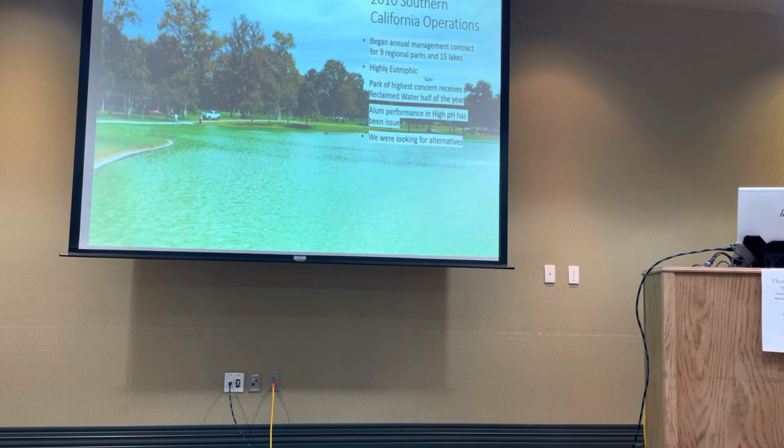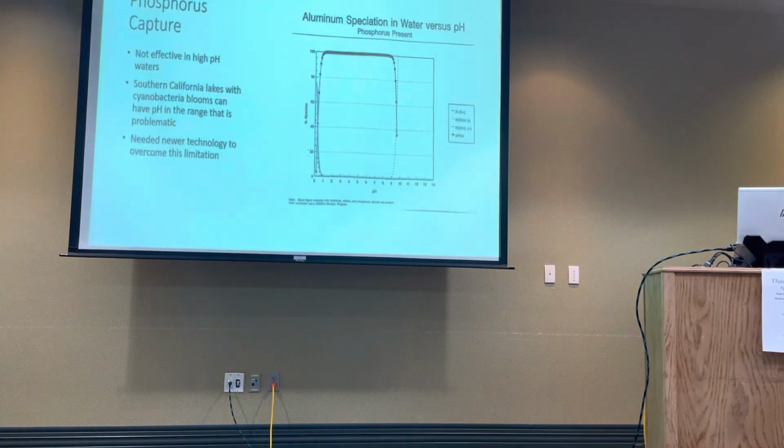Alum does not perform well in high pHs. A lot of these lakes in Southern California have really high pHs, and alum just wasn't cutting it anymore, so we were looking for alternatives. Here's the relationship between alum and phosphorus capture. It's not as effective in high pHs. Southern California lakes with cyanobacteria blooms can have pHs in the range that is problematic. So we needed a newer technology to overcome the limitation.